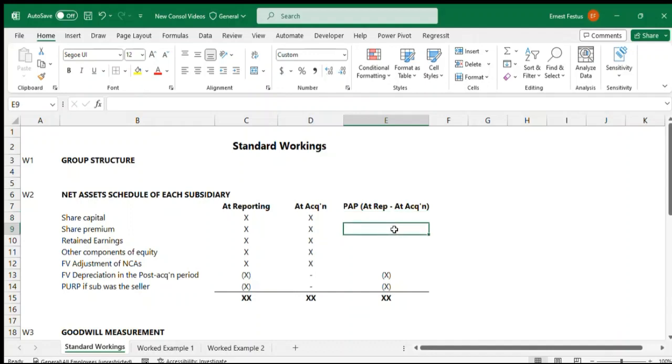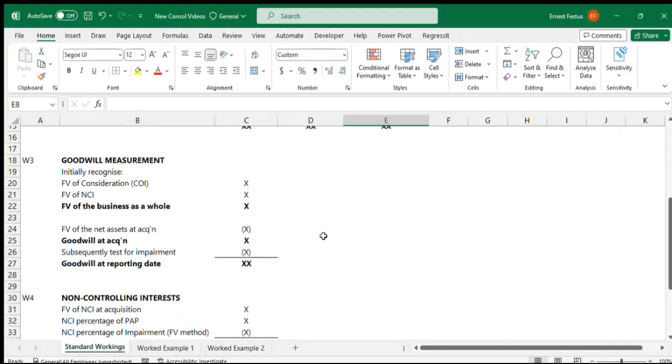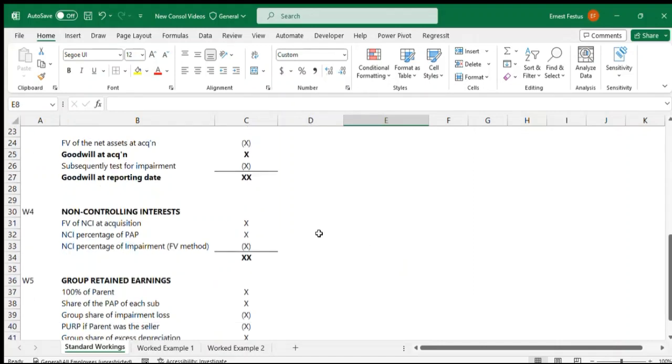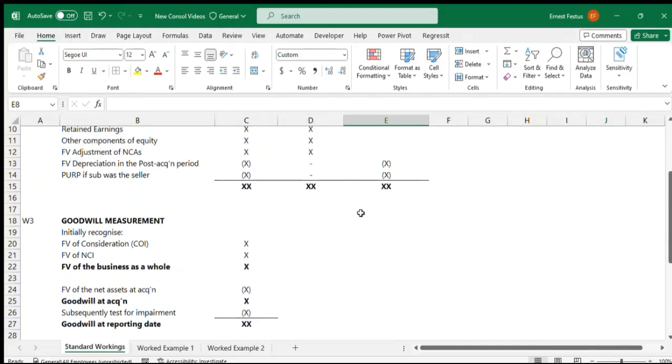In my previous videos, I have demonstrated the difference between vertical group structures and D-shaped, or what you call the mixed group structures. And then I also introduced the 5 standard workings that are required to solve any consolidated financial statement question. And so in this video, we are going to do a quick recap of those standard workings. And the focus of this video is to actually explain some of the reasons behind the treatment we give to certain items in these workings, especially goodwill computation, non-controlling interest, as well as the group retained earnings. Alright, so let's get going.